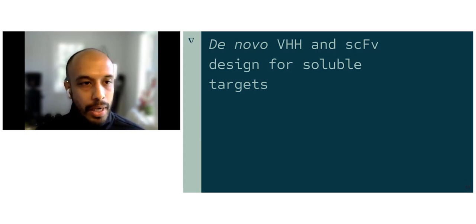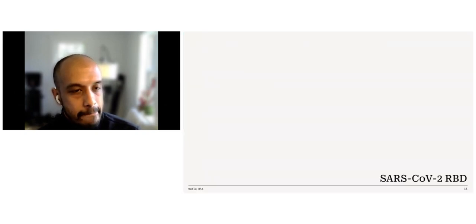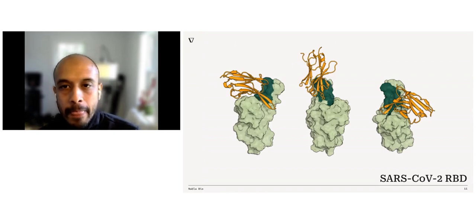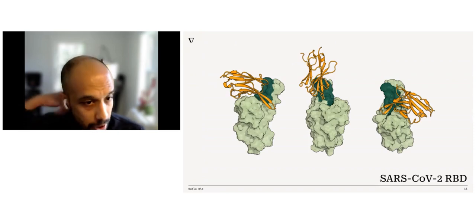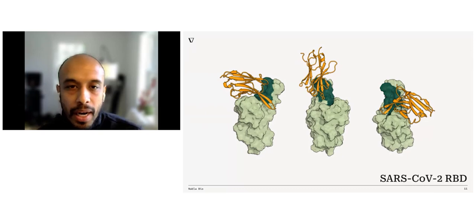All right, great. So I'll get started talking about some of our work on soluble targets and the design of VHH and paired antibody binders to these targets. The first target I'll talk about is the receptor binding domain of SARS-CoV-2.